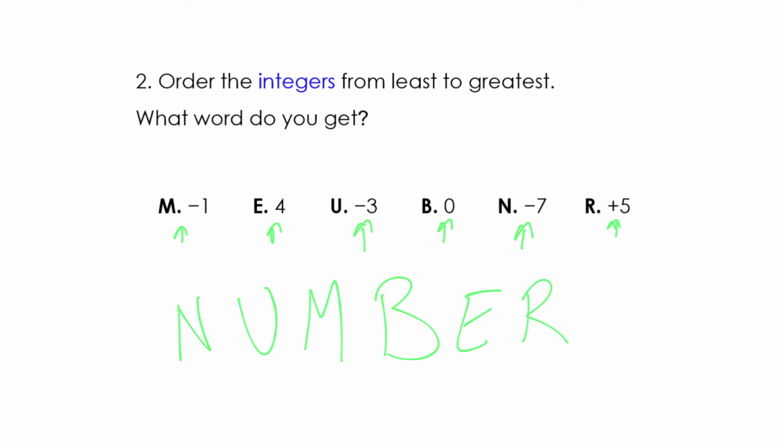So numbers of 4 and 5, see how this is written as plus 5 and this is 4? They are the exact same thing. In fact, this is positive 4 or plus 4.